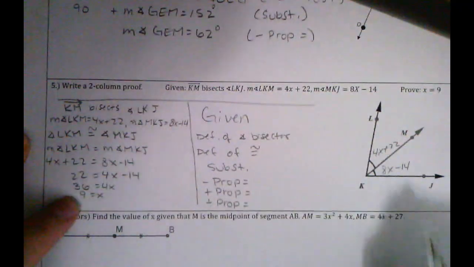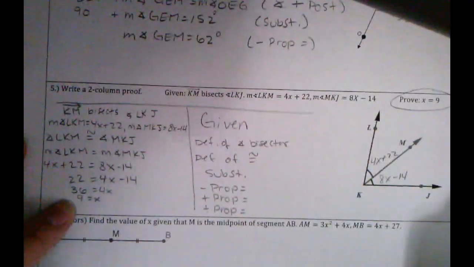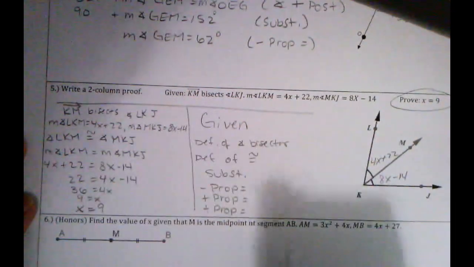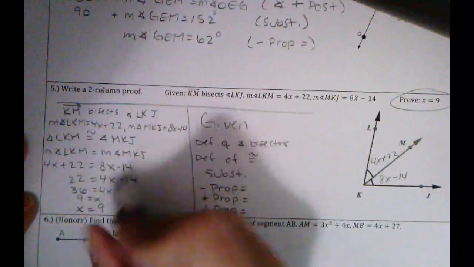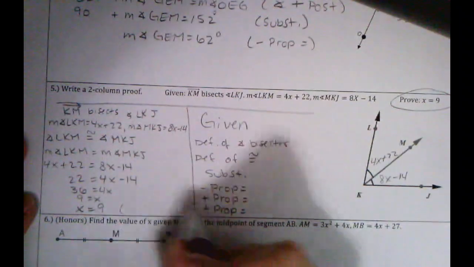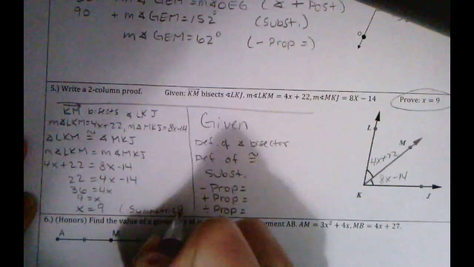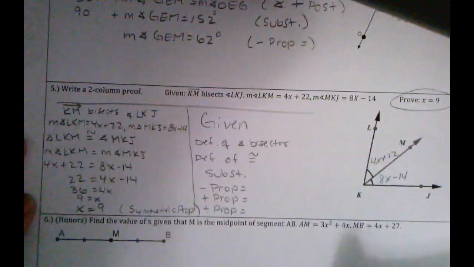Now we're almost done, but the prove is that x is 9, and we have that 9 is x. So the last step is to flip it around, and I kind of ran out of room here, but underneath this I'm going to put the symmetric property. So it's the symmetric property that allows us to flip that around.